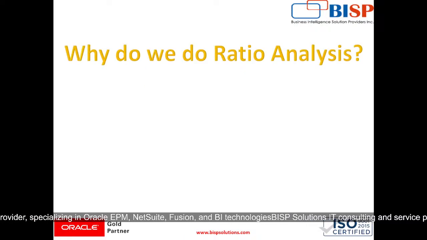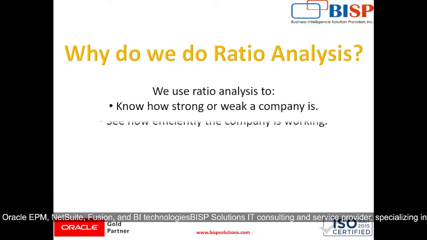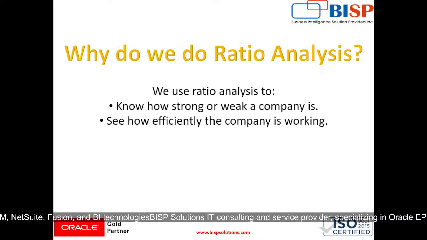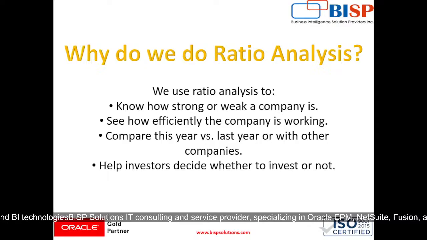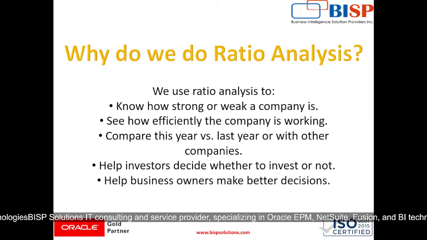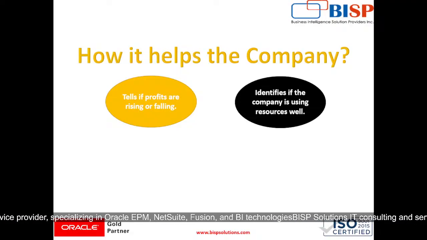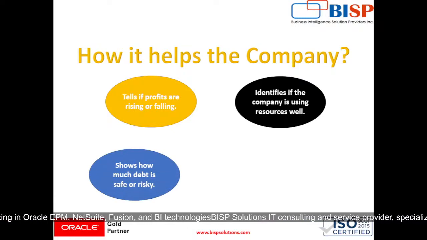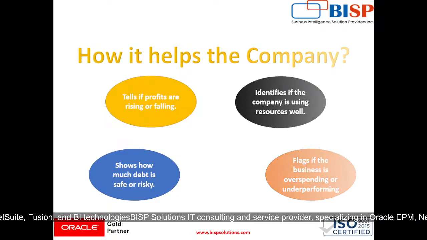So why do we need ratio analysis? We use ratio analysis to know how strong or weak a company is, see how efficiently the company is working, compare this year's versus last year's or with other companies, help investors decide whether to invest or not, and help business owners make better decisions. How does it help the company? It tells us if profits are rising or falling. It identifies if the company is using resources well, it shows how much debt is safe or risky, and it flags if the business is overspending or underperforming.